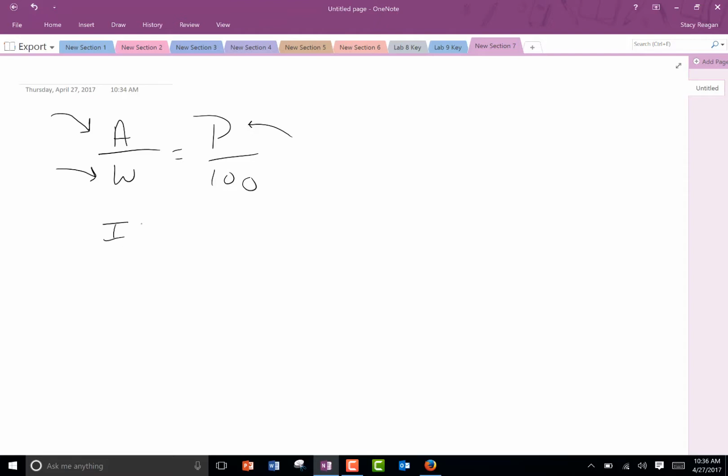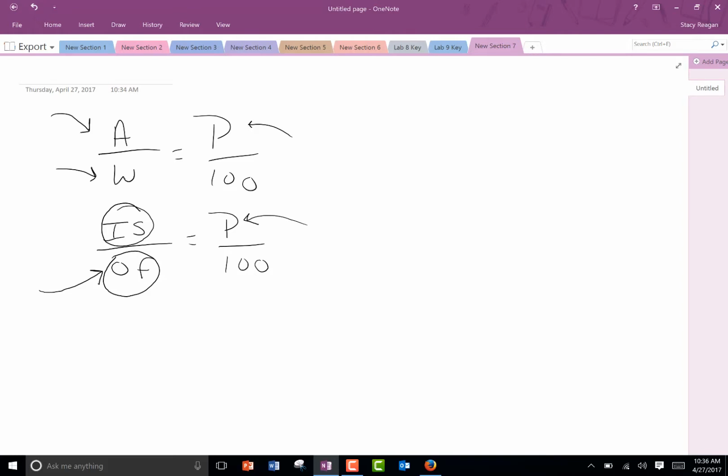The other way sometimes people like to think of it is, instead of this A over W, use is over of, equals the P over 100. Because sometimes this is easier when you're looking at a percent problem. You find the number that comes after the word of, and it goes there. You find the percent, and it goes there. The only other number is usually around the word is, and it goes there. So sometimes it's easier to think of it in that way.